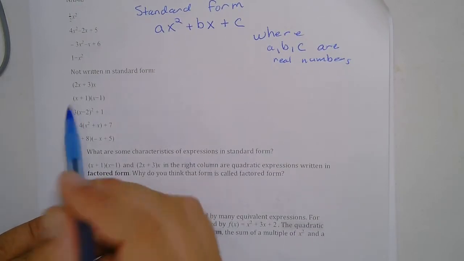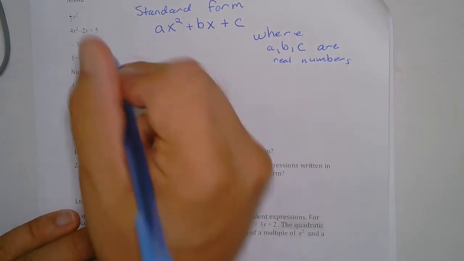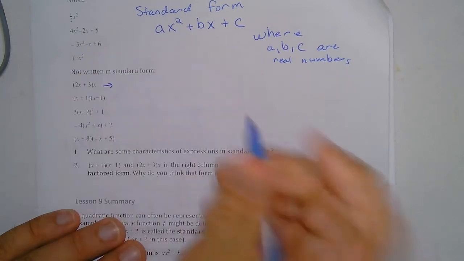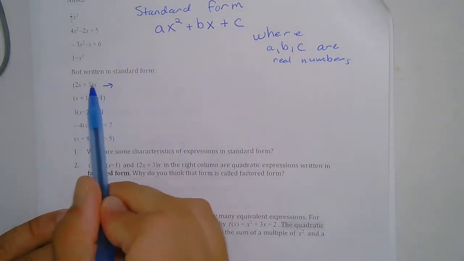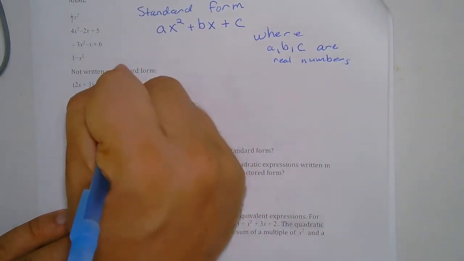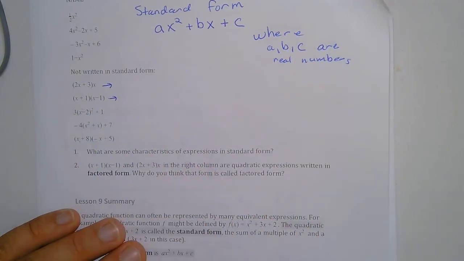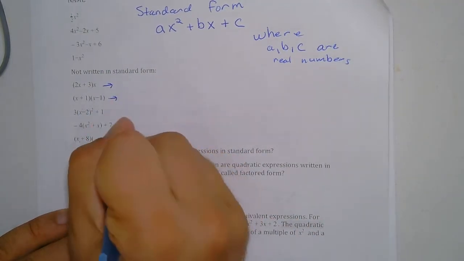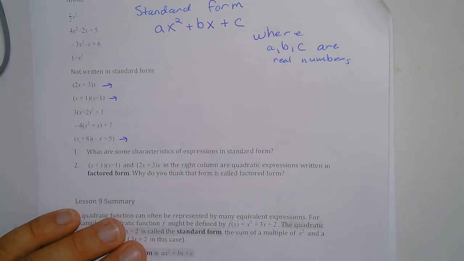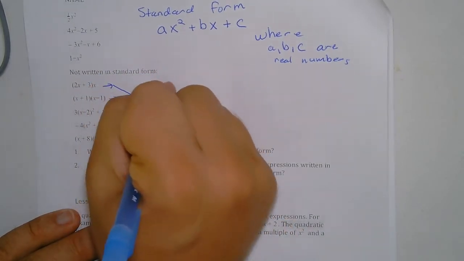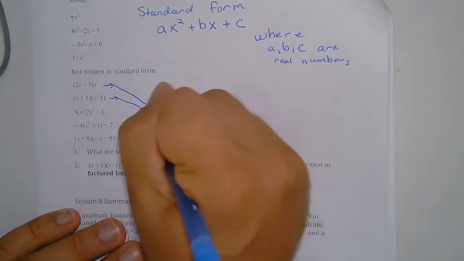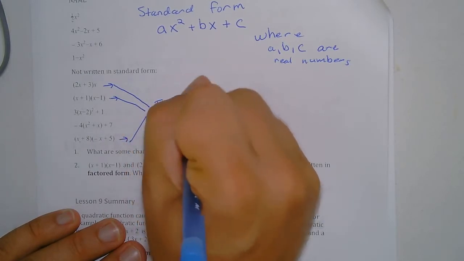So we're going to look at what is called factored form. So I'm going to show you examples of factored form. This is an example of factored form. This is also an example of factored form. And this is factored form. So these three are factored form.